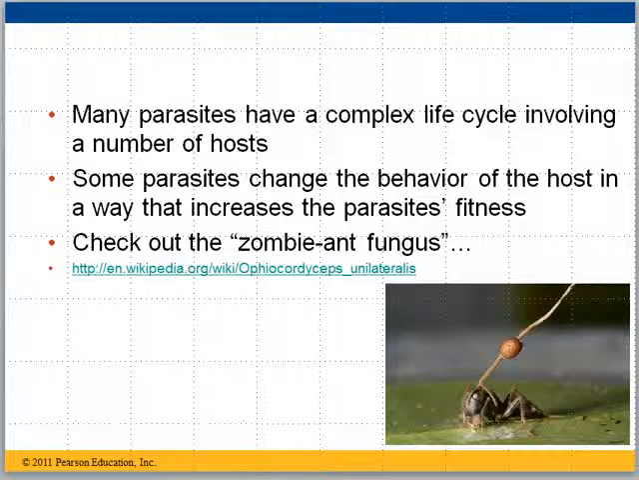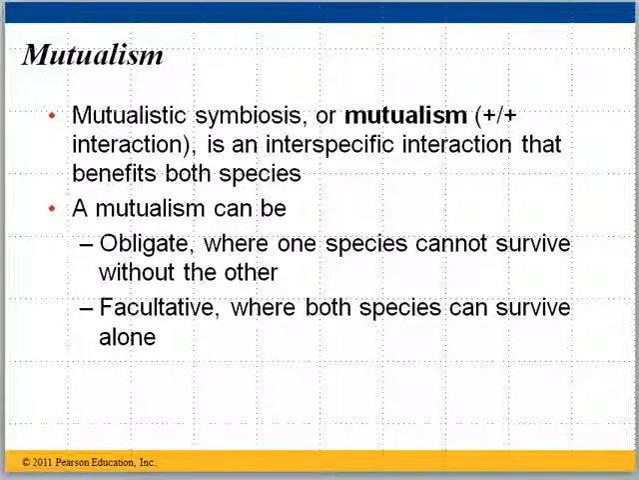Moving away from zombie ant fungus, let's go to something a little bit more positive. Let's talk about mutualism. Mutualism is a symbiosis where it's a win-win, a positive. It's an interspecific interaction that benefits both species. And mutualism can be obligate, where one species cannot survive without the other.